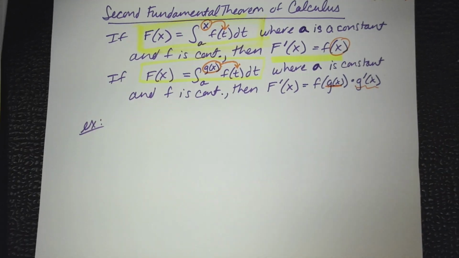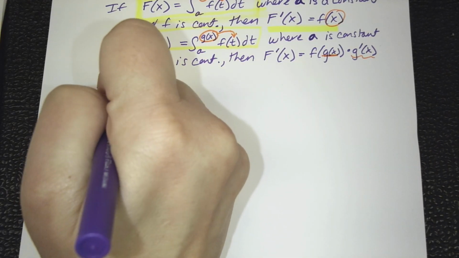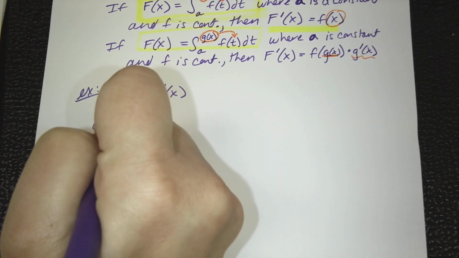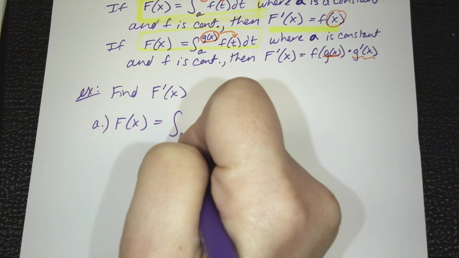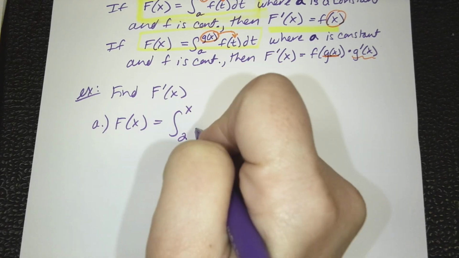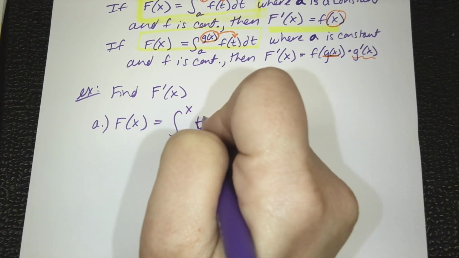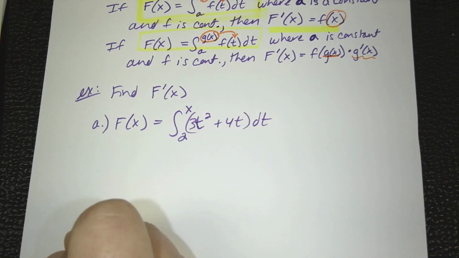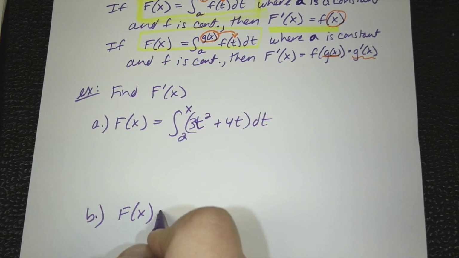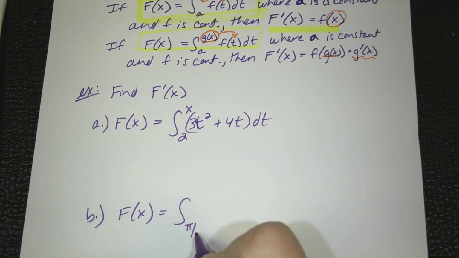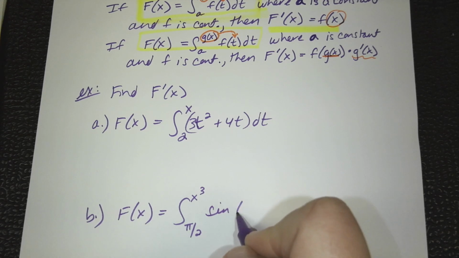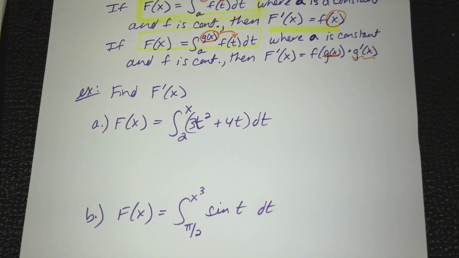So let me write out the first couple examples. We're going to find capital F prime of x, given that capital F of x equals the integral from 2 to x of 3t squared plus 4t dt. I'm going to write 3 of them right down here. Don't freak out. We're going to do all 3 so it'll make more sense. Do we need a lot of space? Nope. Don't need a lot of space on these at all.